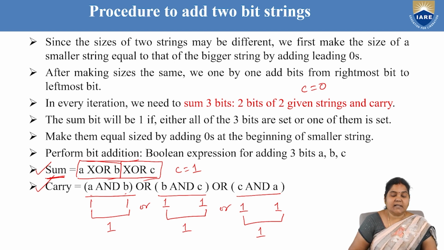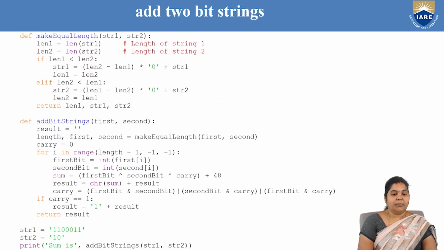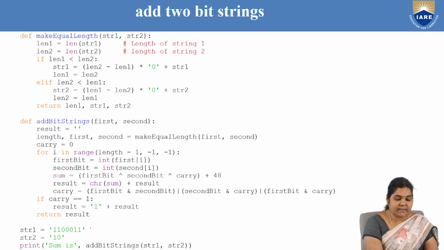Now, after understanding the procedure, let us write the program. First of all, what is our principle? The principle is to read two numbers and make them of equal length. That is the first step. Now, let us consider the same example. String 1 is 110011 and string 2 is 10.